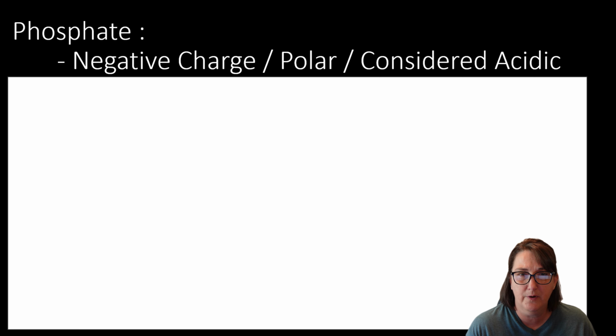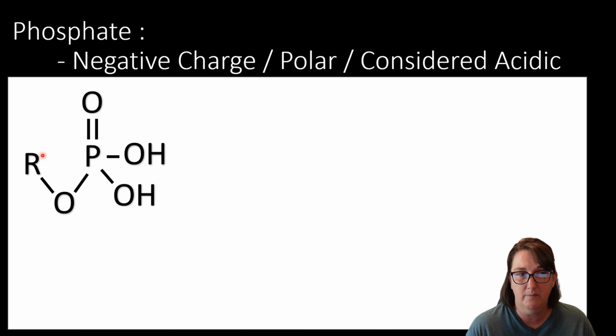Phosphate, these are super important. Remember, if it's considered acidic, that means I'm losing hydrogen protons. If it's polar, I'm going to have some type of oxygen there that's going to be pulling in water molecules. And if it's negatively charged, I'm going to have negative electrons attached to a molecule. So just seeing this, you can start to predict what you're about to see. So here's my R group. This is going to be attached to some type of molecule. And then this is going to be kind of off on the end.